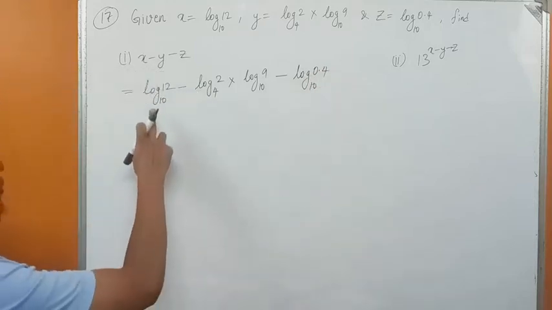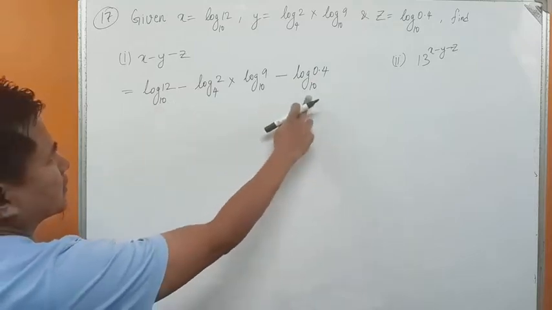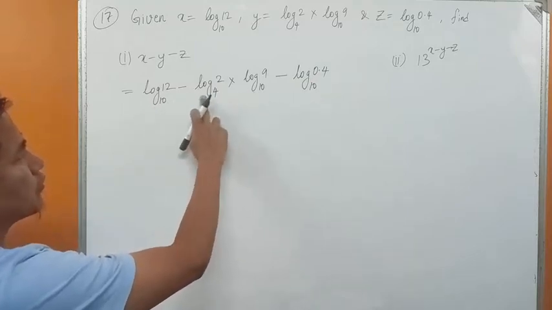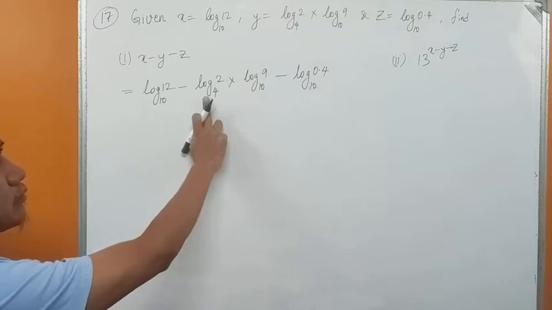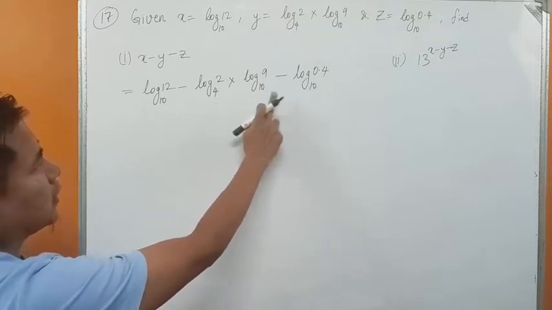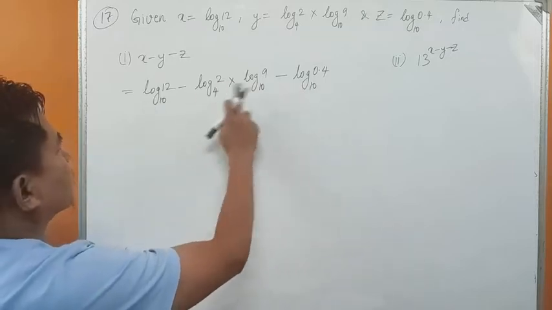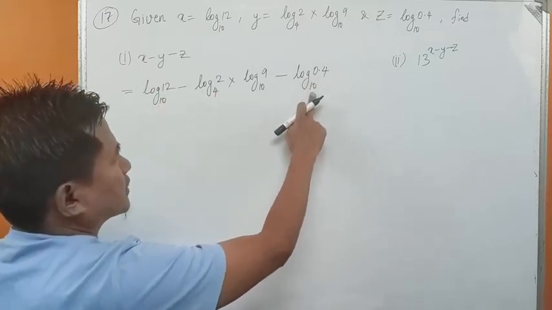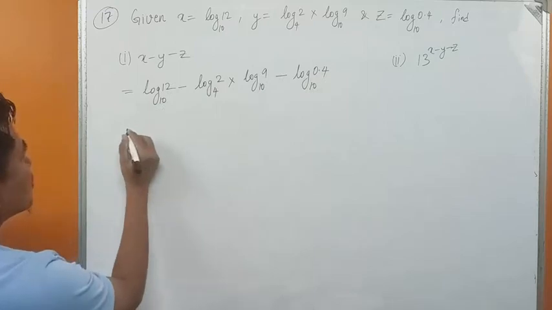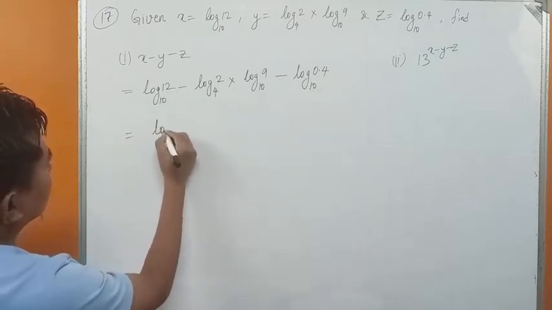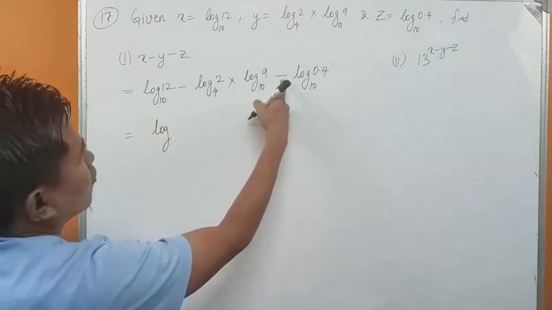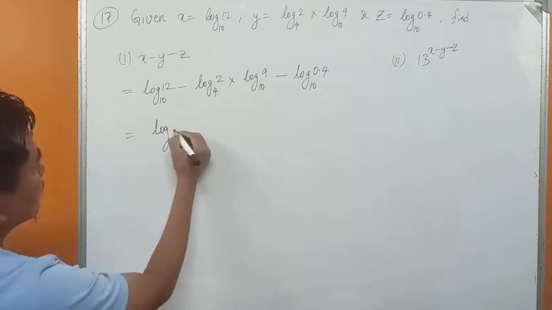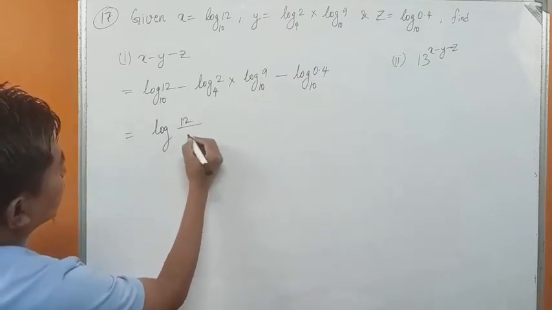So we have this 2 as base 10, isn't it? This also, but this number is being multiplied with this number, so we cannot touch this right now. So this number and these numbers are separate from each other. So log 12 to the base 10 and log 0.4 to the base 10, same base, isn't it? So we can write this as log m minus log n, which is log m upon n.